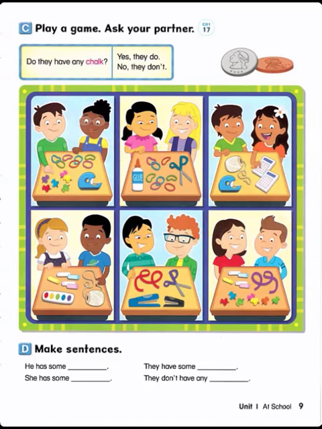Page 9. C. Play a game. Ask your partner. Do they have any chalk? Yes, they do. No, they don't.